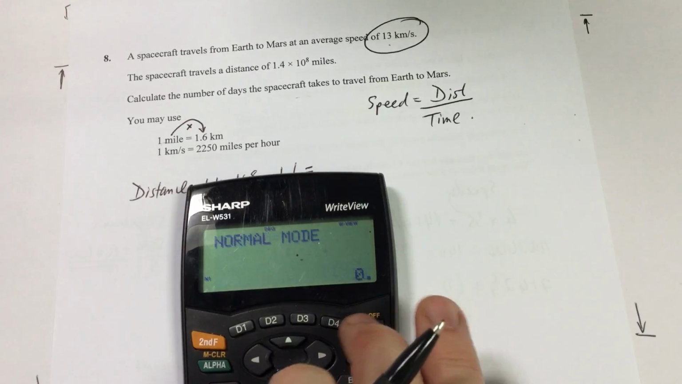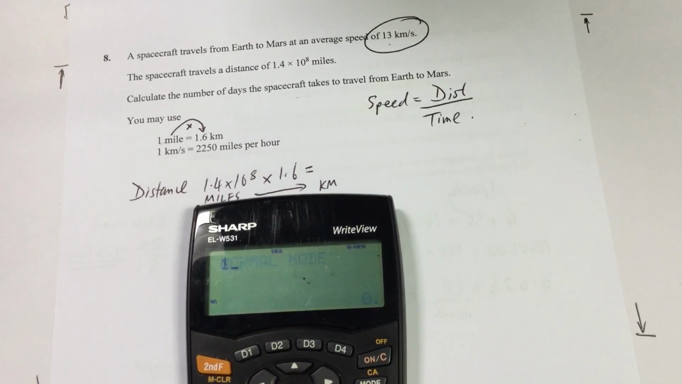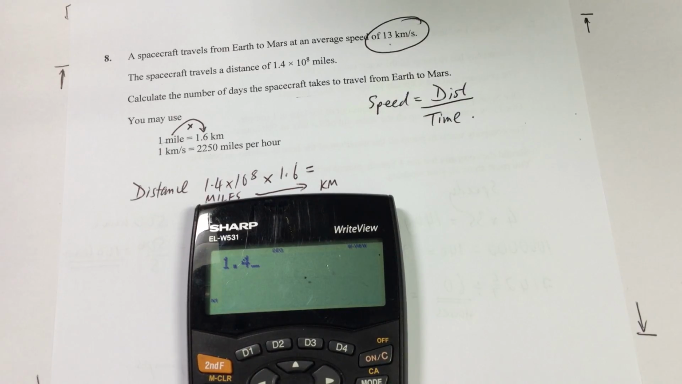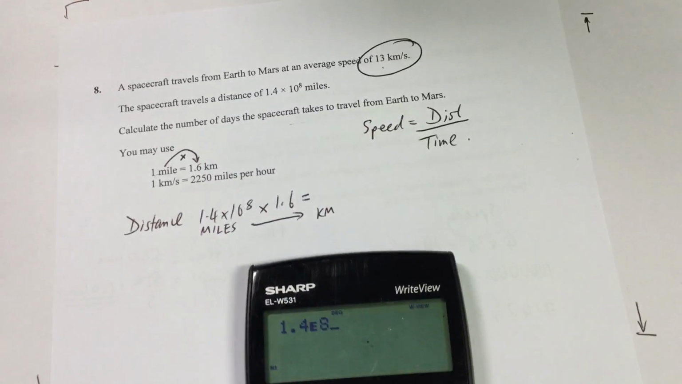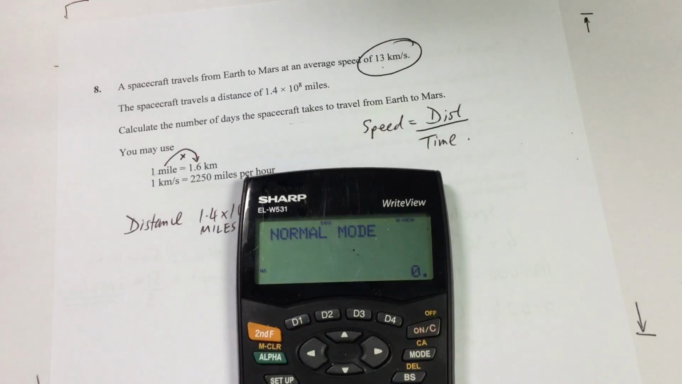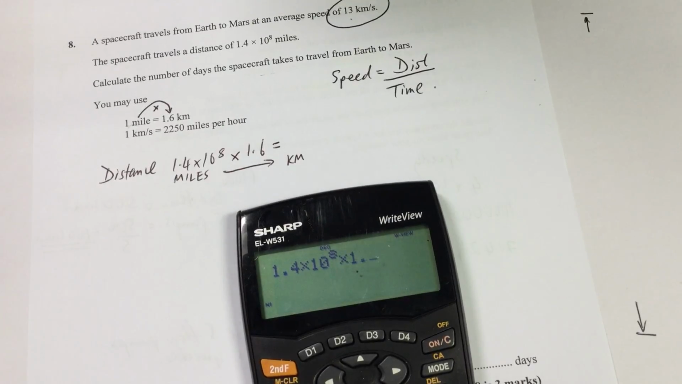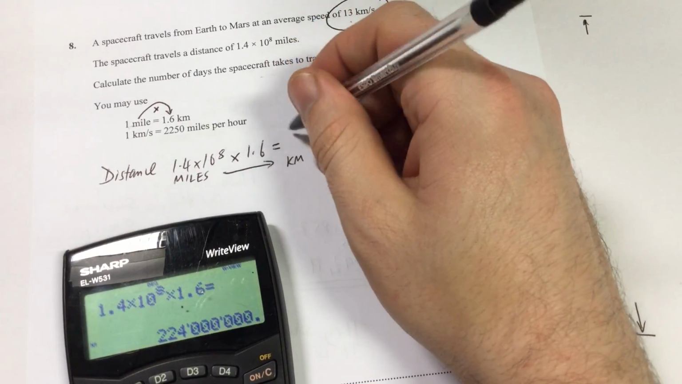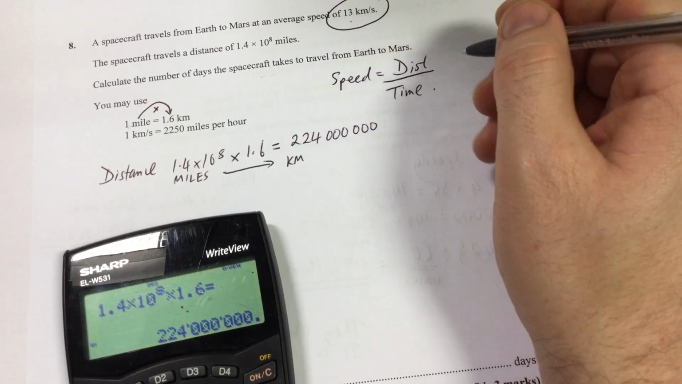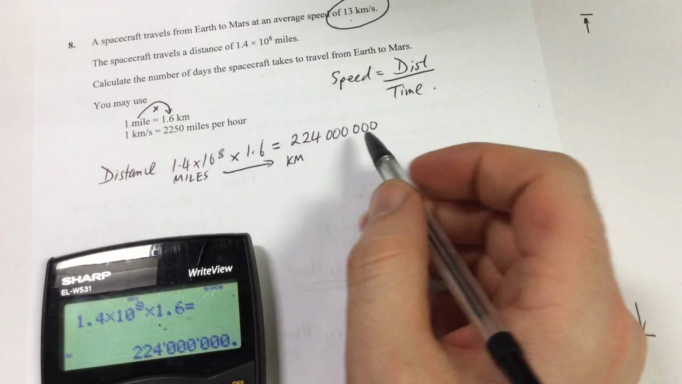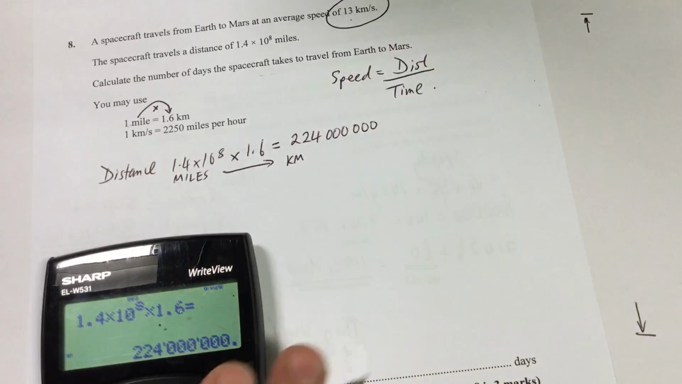So there is a way to put standard form in your calculator. It's 1.4. Where is it? I've lost it. Oh, there you go. Exponent e, which is this one here, and then just put the 8. Okay, then you can calculate with it. There's nothing wrong with typing it as you see it. So that means the amount of kilometres I've got for miles is 224 million. And that's my distance in kilometres now. So I can use that with this speed that's also in kilometres.